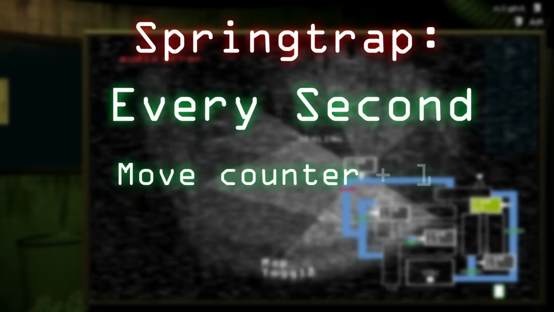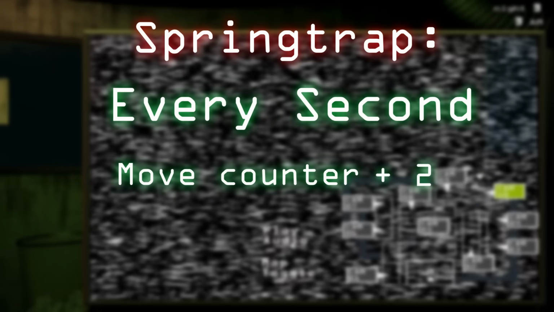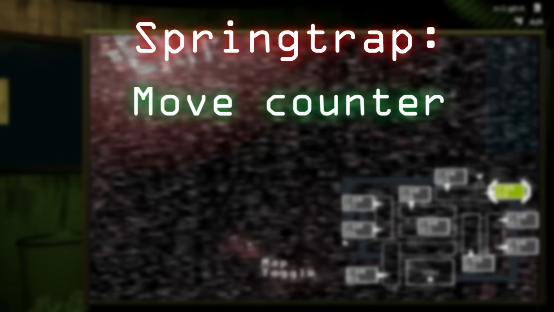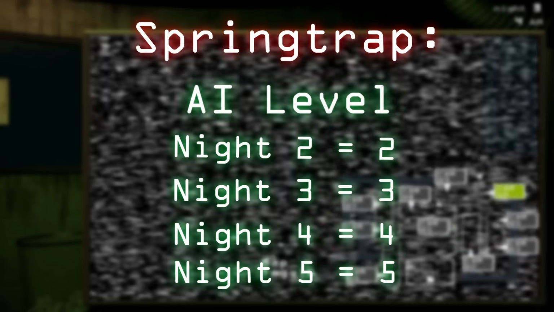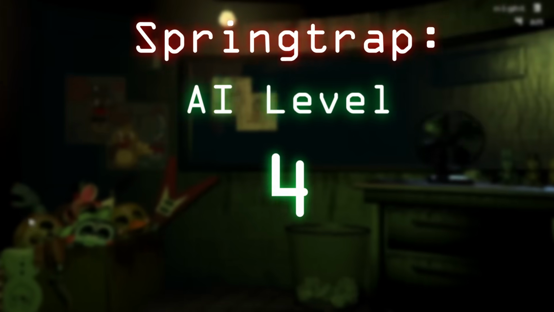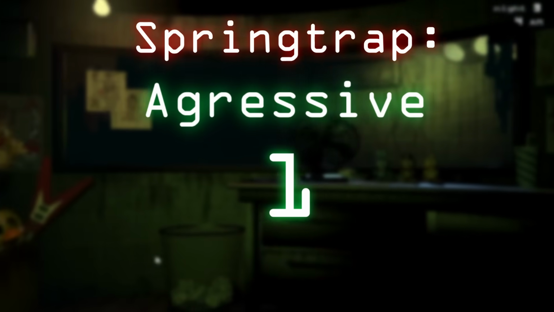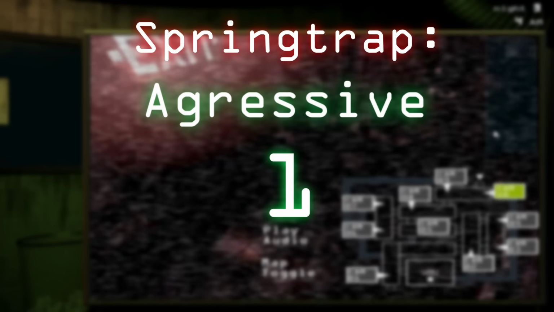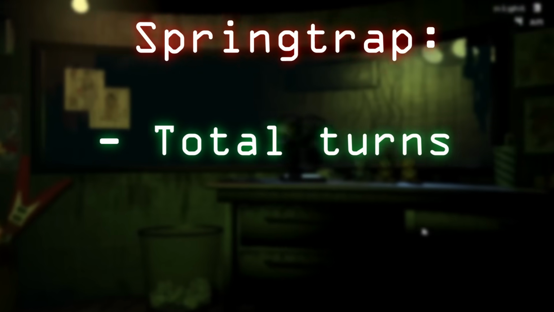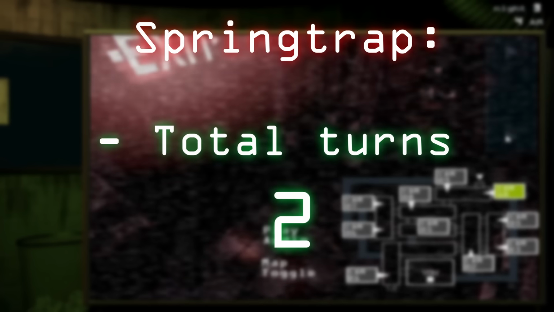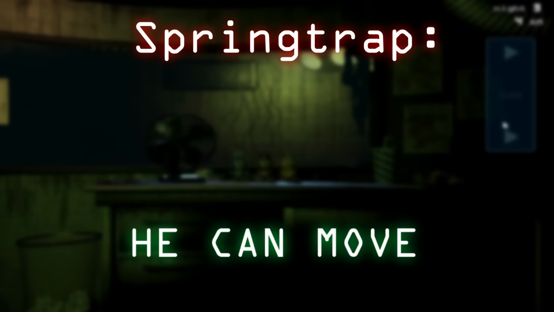Every second, a move counter value is added by 1, or 2 if aggressive mode is enabled. This counter determines the chance of him moving. When the move counter is greater than this equation, its values are based on his AI, which is specific for every night. The higher the AI value is, the more aggressive he will be. The aggressive value is normally 0 unless there's a ventilation error, or if the time is past 4 AM, or you're just sitting in the office for more than 10 seconds. Plus a random value between 1 and 15, minus a value called total turns, that increases when action selected equals 1. Finally, if all those conditions are met, it triggers a movement opportunity.